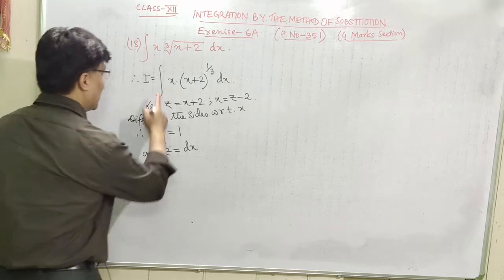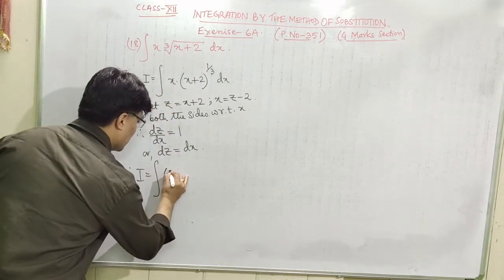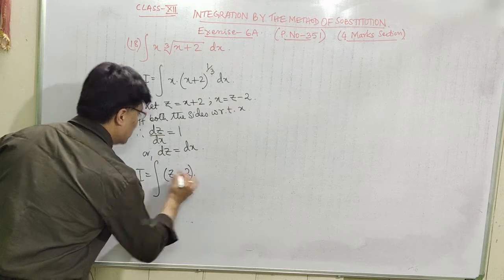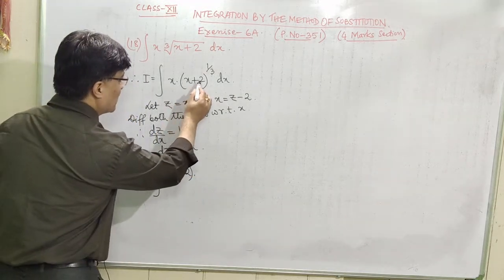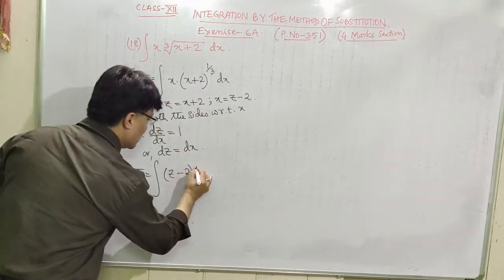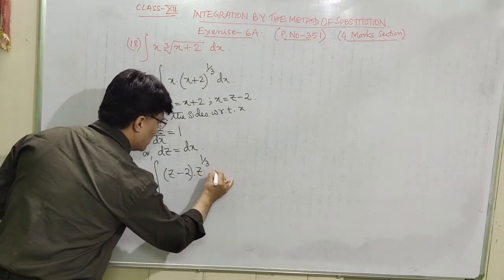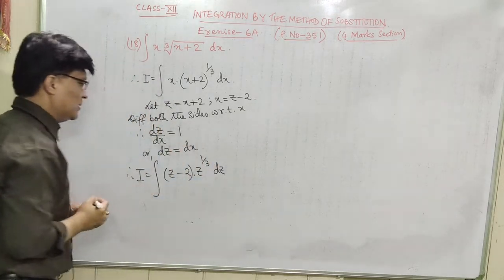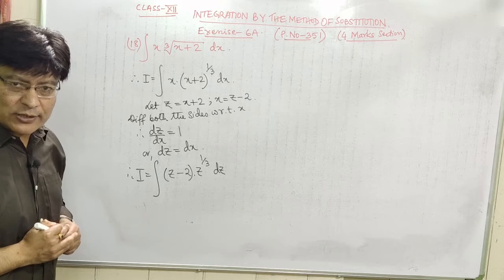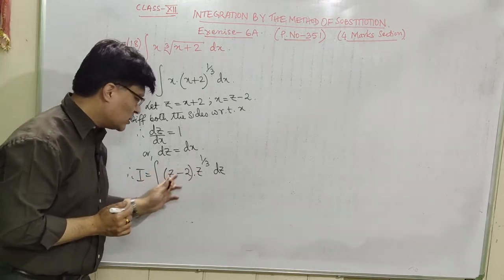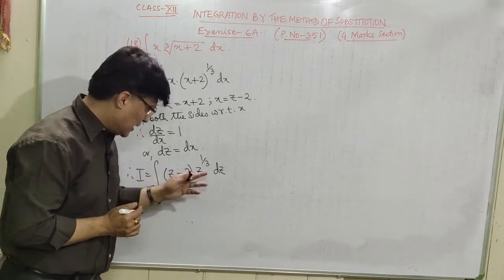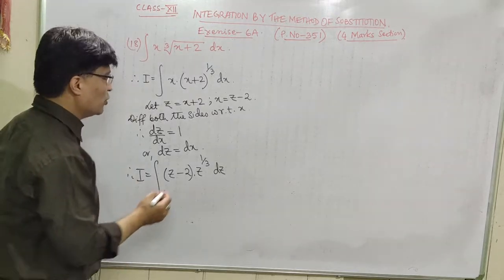So let us put it in I. What is the value for x? It is z minus 2 into, what is the value for x plus 2 now? It is z. It is z to the power 1/3. Z to the power 1/3 into dz. So is that understood now? So now you can multiply these two factors and you can separate integral sign also.